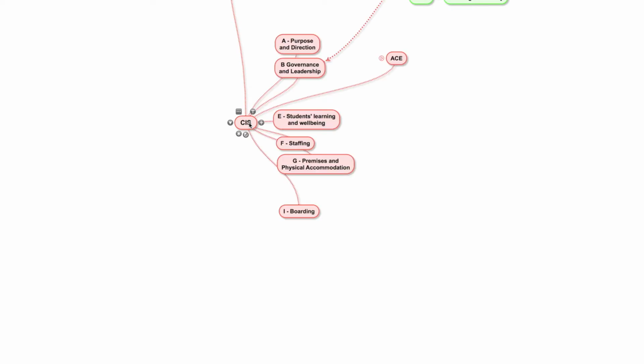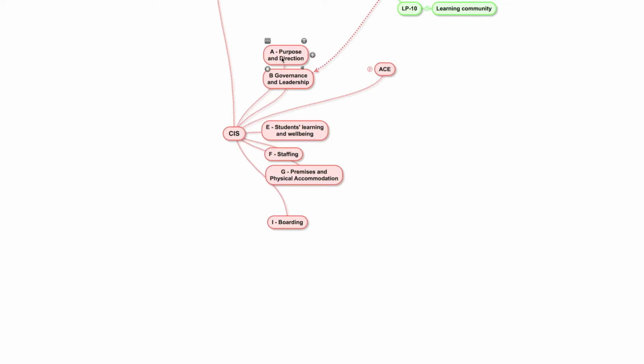Now, if the school is going through a synchronized visit with CIS, then the CIS domains will also need to be considered. So domain A on purpose and direction, domain B on leadership and governance, E on students' learning and well-being, F staffing, G premises and physical accommodation, and I, which is onboarding. Each of those, obviously I only if it's relevant, those 5 or 6 groups will need to have a committee for each of those structures to put the final reports together.